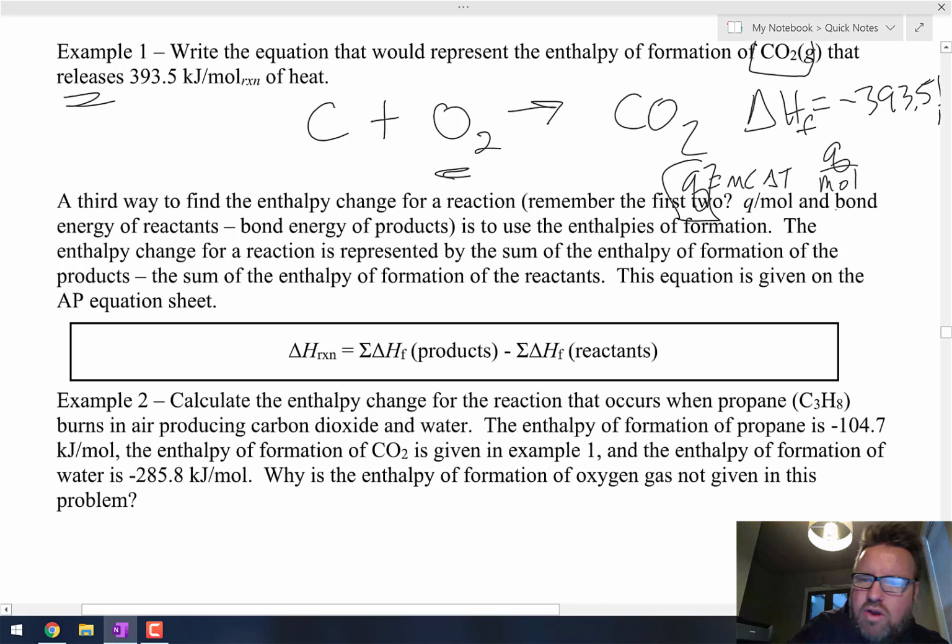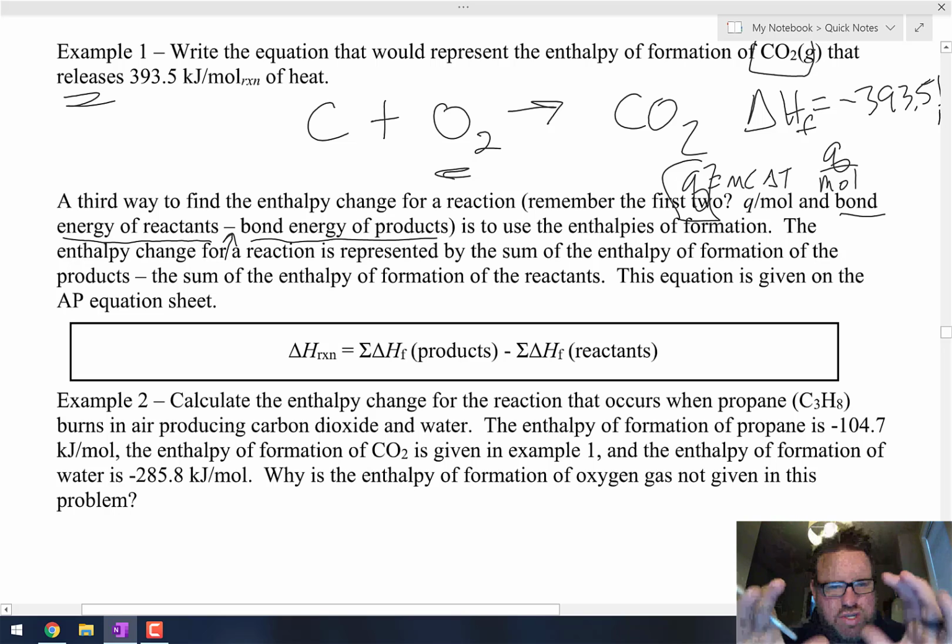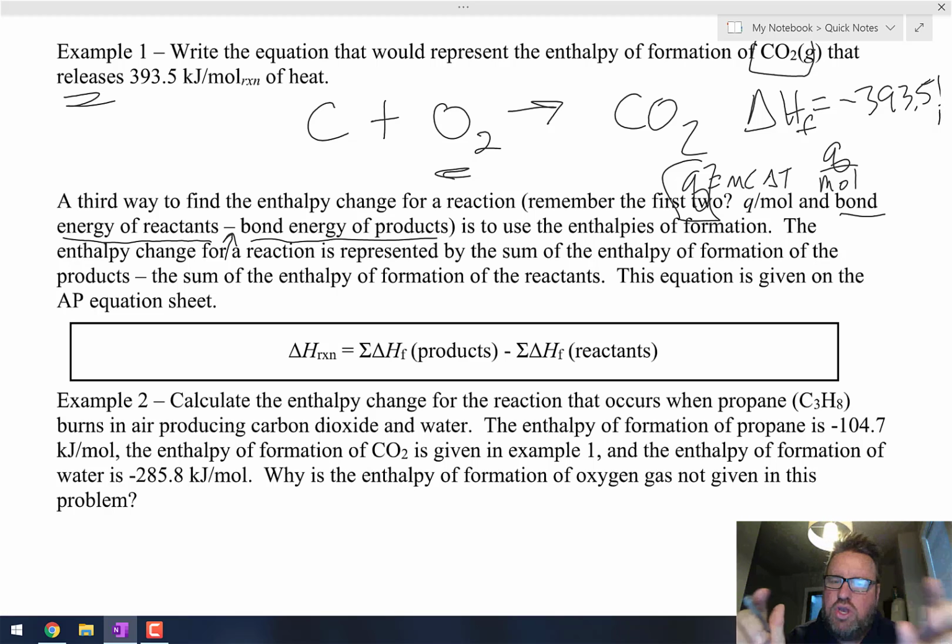Okay, and then we learned that you can take the bond, how much energy does it take to break the bonds of the reactants? How much energy is released? Remember, it's always negative, the bond energy of the products, because you're creating bonds, and that always releases energy. You can use those 2, put them together to find the enthalpy change for a reaction.